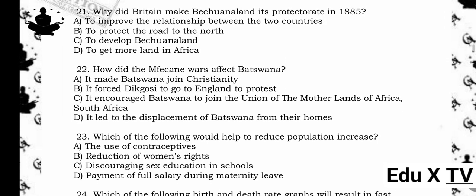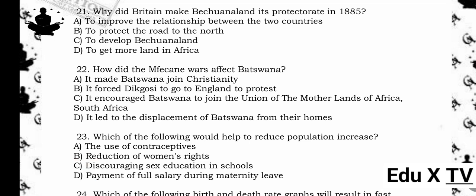21. Why did Britain make Bechuanaland its protectorate in 1885? A. To improve the relationship between the two countries. B. To protect the road to the north. C. To develop Bechuanaland. D. To get more land in the motherlands of Africa. The answer is B. To protect the road to the north. Reason being, Britain wanted to block Boer and German expansion and protect trade routes to the north.